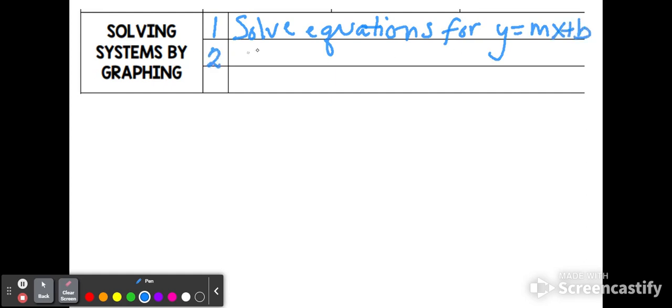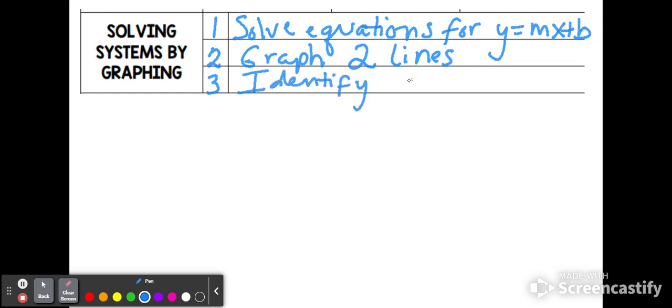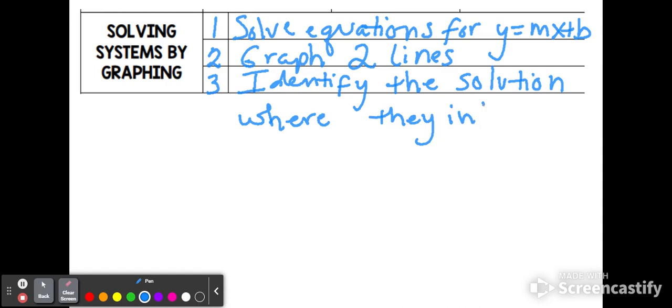Secondly, graph your lines. We're going to have 2 lines for our problems, so graph both lines. And then we are going to identify the solution. Solution means answer. And that answer will be where the lines intersect. Okay, kind of like we just did in the beginning there. This is where they would be intersecting.